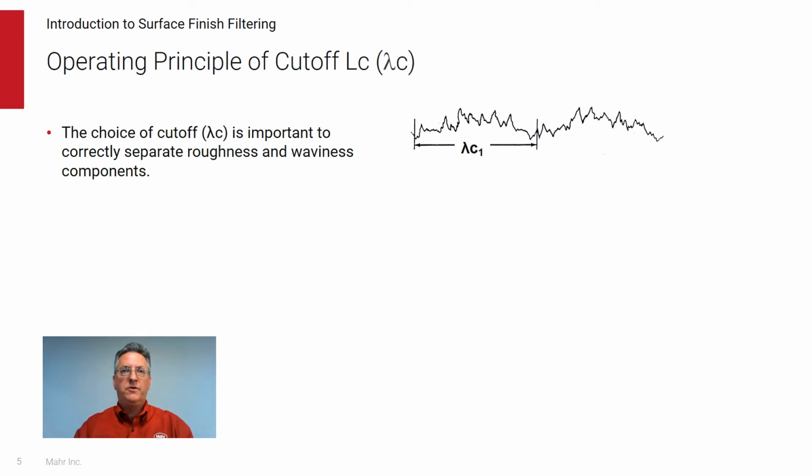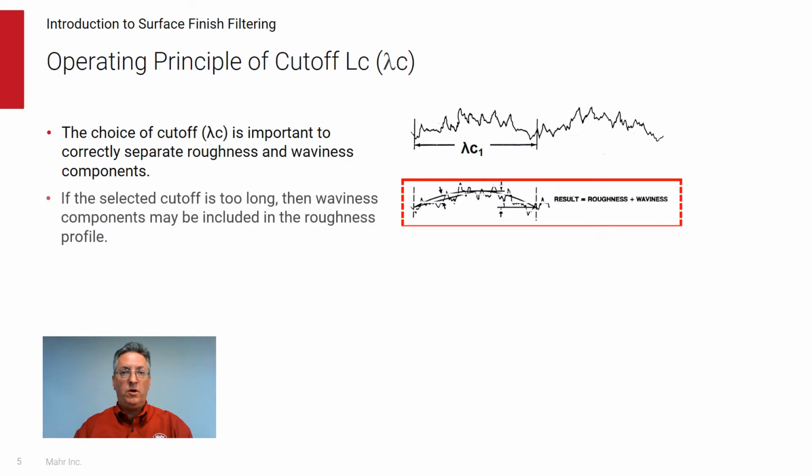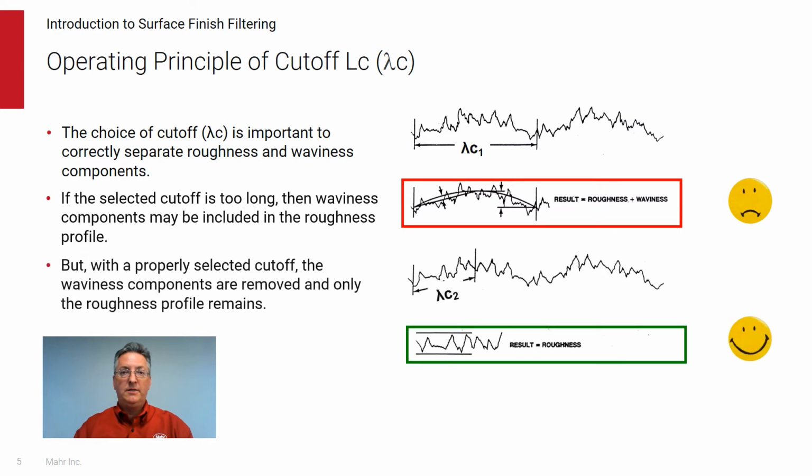Now that we have discussed surface finish filtering, we are now ready to discuss the operating principle of the cutoff. As we have already discussed, the choice of the cutoff is important to correctly separate roughness and waviness components. Let's look at the profile on the right. This profile has two distinct wave components, a long wave component and a short wave component. When the selected cutoff is too long, waviness components may enter into the roughness profile. This could lead to a good part being labeled bad. If the cutoff is correctly selected, then the waviness components are removed from the roughness profile.